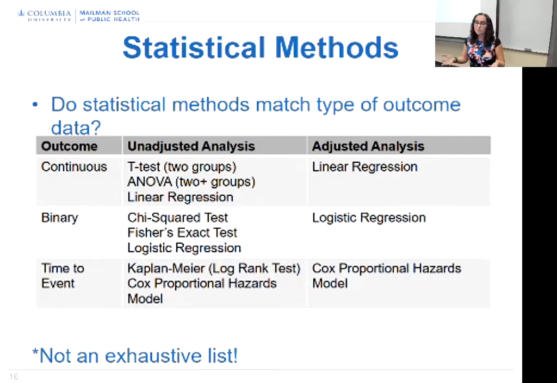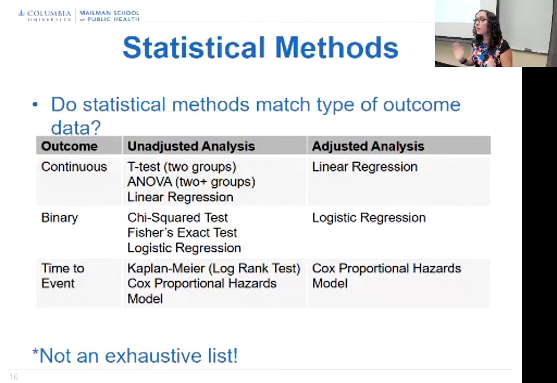And then the last most common type of outcome is time to event data. So time to heart attack, time to recovery, time to readmission or to remission. These are all time to event outcomes. We want to use survival methods. So we have Kaplan-Meier, which gets us our survival curves. That's a non-parametric estimate of survival. So it gives us those figures you're probably very familiar with. We're going to see one in a couple of slides.